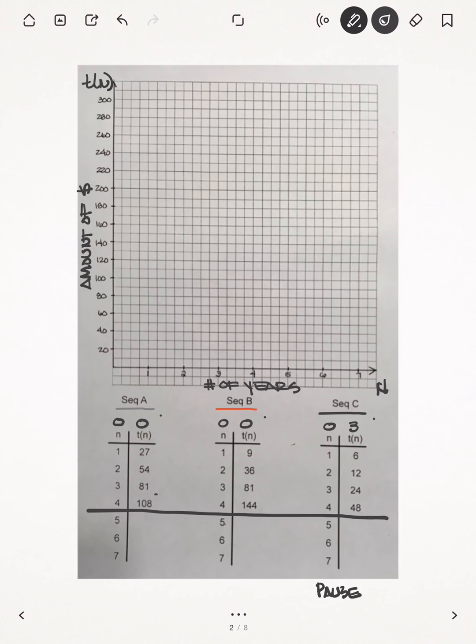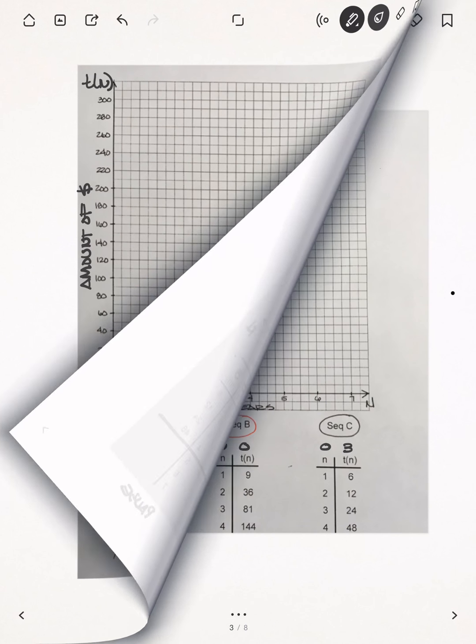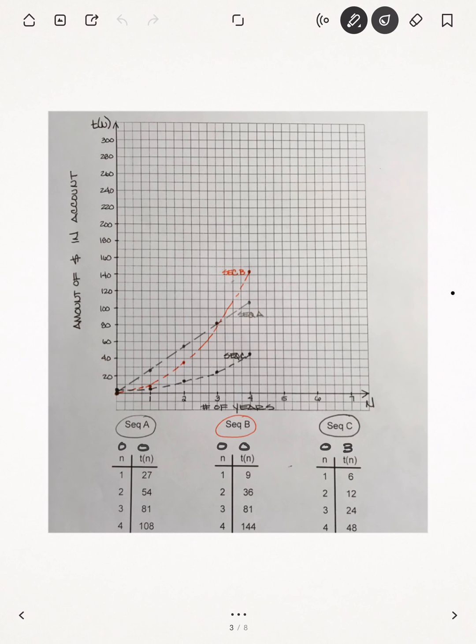Okay, I'm about to turn the page. Here we have the results of graphing the first 4 years of our bank accounts. You'll notice that 2 of them start at 0, 0, and sequence C starts at 0, 3. So it kind of looks like there's $3 in sequence C.